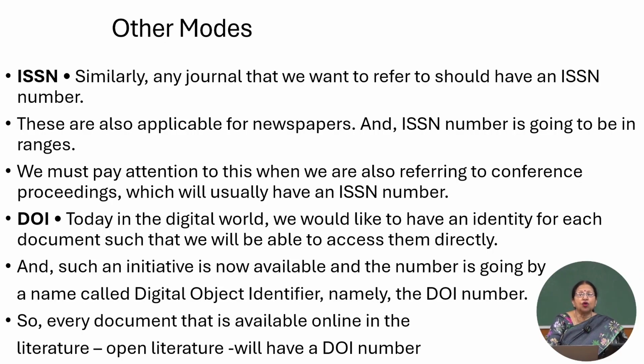Then there is something called ISSN. Similarly, any journal that we want to refer to should have an ISSN number. These are also applicable for newspapers. And ISSN numbers are going to be in ranges. We must pay attention to this when we are also referring to conference proceedings, which will usually have an ISSN number.